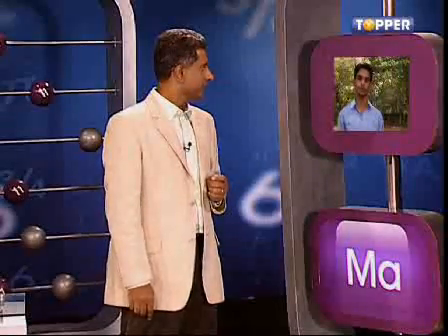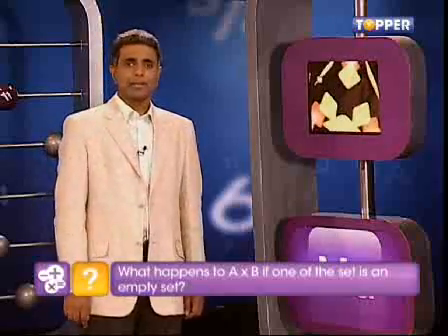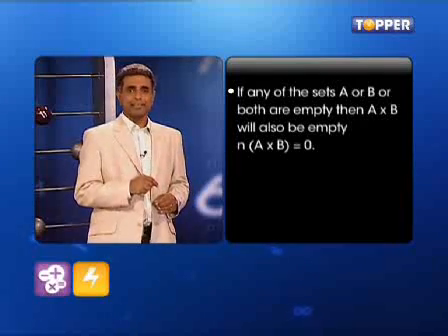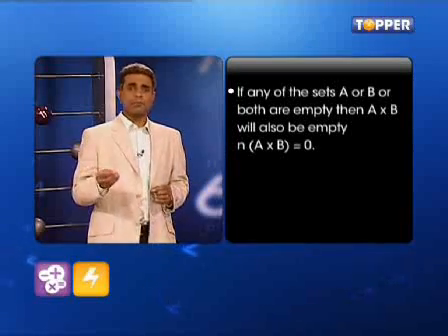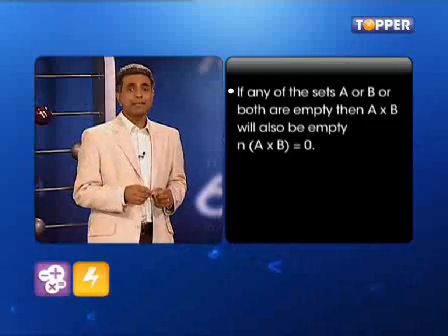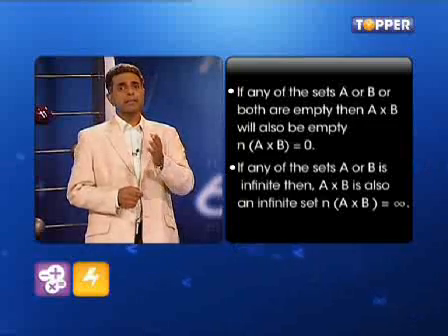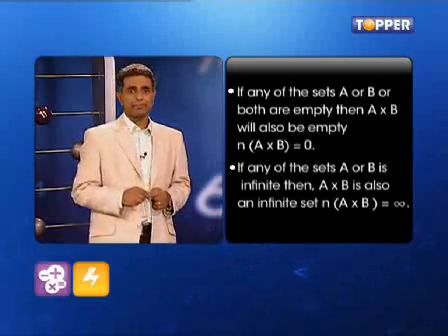Hello sir, my name is Anubhav and what I want to know is what happens to A cross B if any of the sets A or B is empty. Thanks Anubhav. I was in fact waiting for that question. Now, if any of the sets A or B or both are empty, then the set A cross B will also be empty and consequently the number of elements n(A cross B) is equal to 0. Similarly, if any of the sets A or B is infinite, then A cross B is also an infinite set.